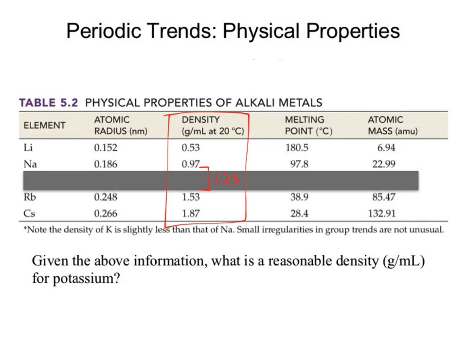Okay. If we look at the general trend, as we go from lithium to sodium, what happens to the density? Goes up. Rubidium to cesium? Goes up. Sodium to rubidium? Goes up. So that might make sense for it to go up to 1.25. That is a reasonable guess, okay, based on the information we have at hand.